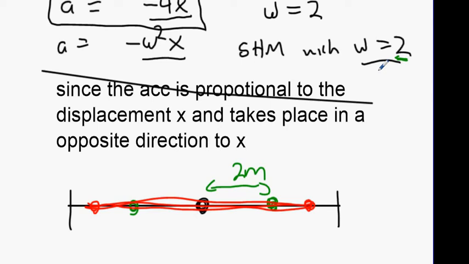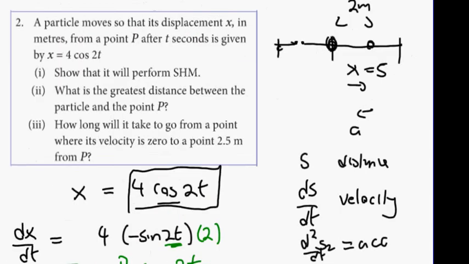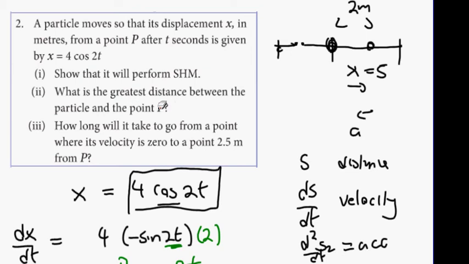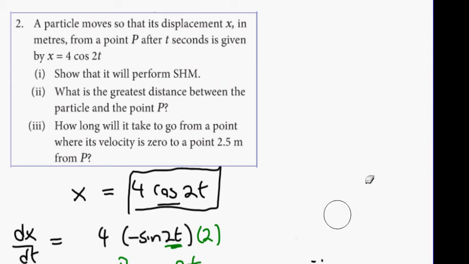Okay? So, what we're going to do next, guys, is: what is the greatest distance between the particle and point P? Greatest distance, guys. What does that mean? V equals 0. Okay, we'll think about this for a second. We start at an extremity, don't we? So we start at, because it's a cos, we start here, and this here is point P. Everybody agreed with that? Okay? What is the greatest distance between the particle and the point P?